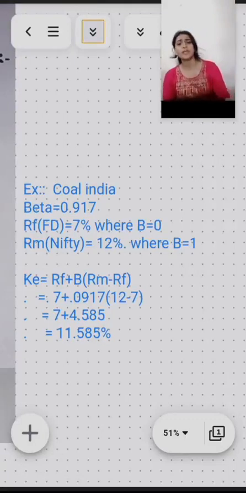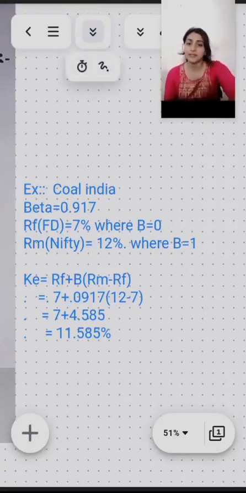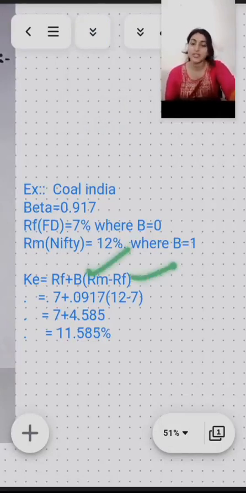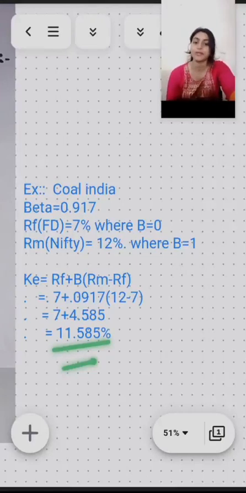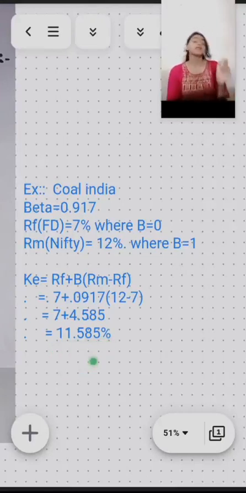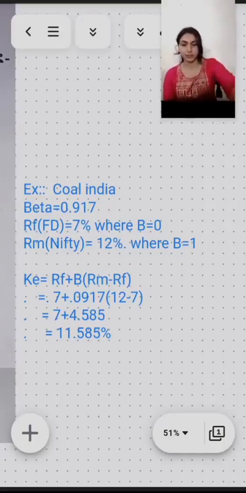Therefore the formula: KE is equal to risk free plus beta into return on market minus the risk free. So risk free is 7, plus beta 0.917 into return on market 12 minus risk free 7. When we add this, we get 11.585%. So what does it mean? The preference shareholders or equity shareholders are expecting 11.585%. So this is the cost to the company, the minimum return that the company must give.